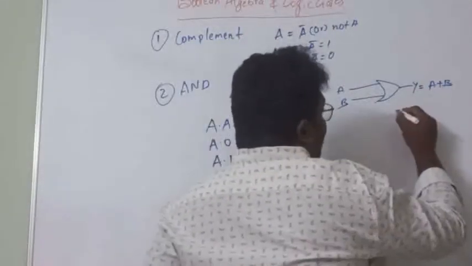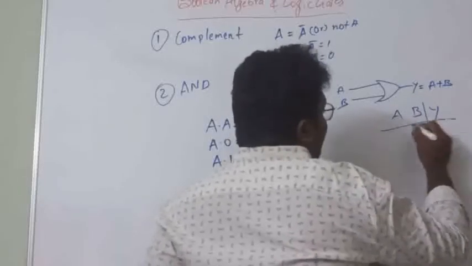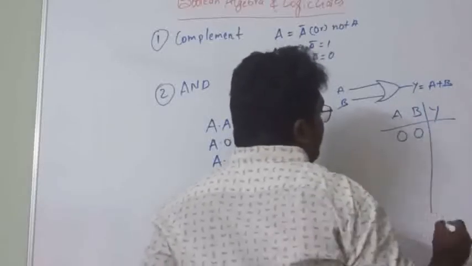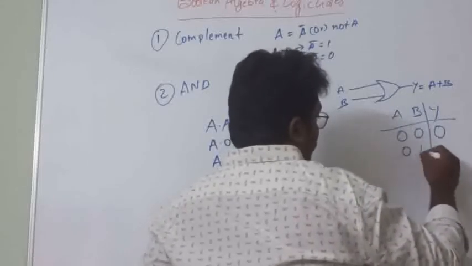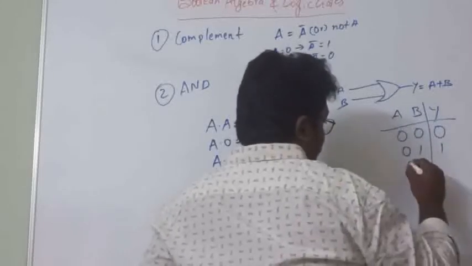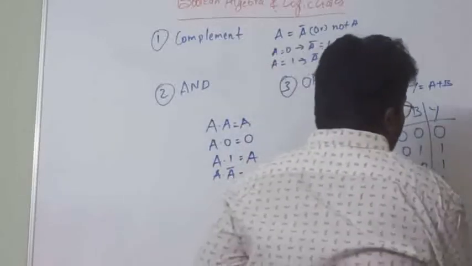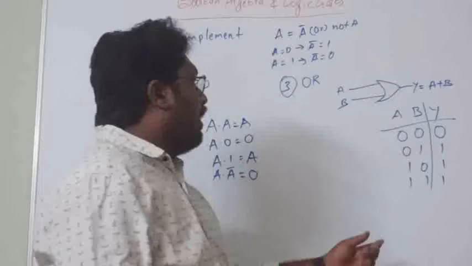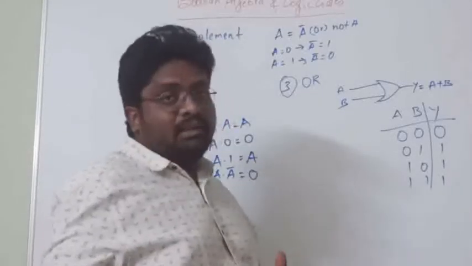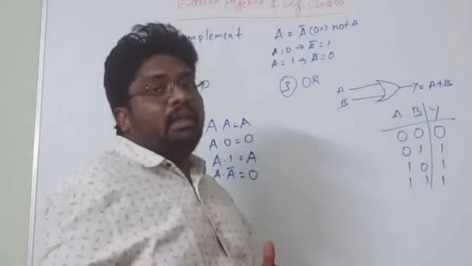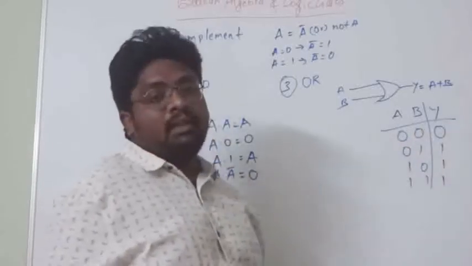So here we are having 4 possibilities. The first possibility is 0, 0, then the output will be 0. If you are given the inputs 0, 1, output will be 1. 1, 0 means output will be 1. 1, 1 means the output will be 1. That is for OR operation. If one of the inputs is high, then the output will also be high. When we are having both inputs as zeros, then the output will be 0.